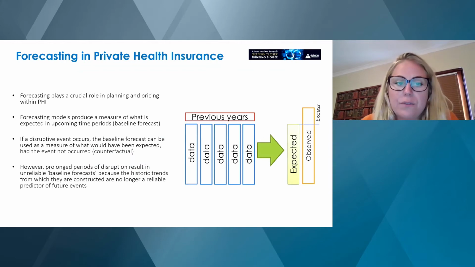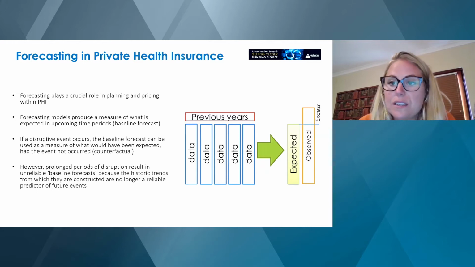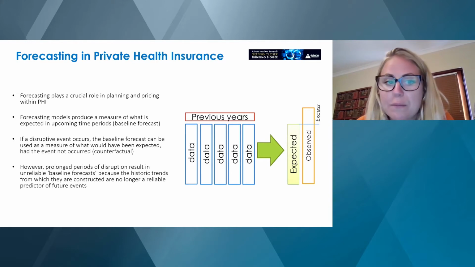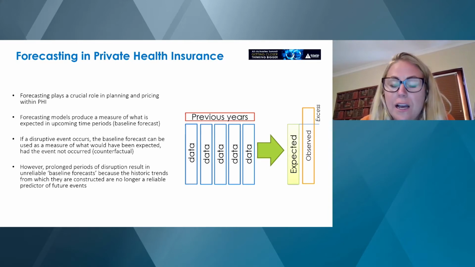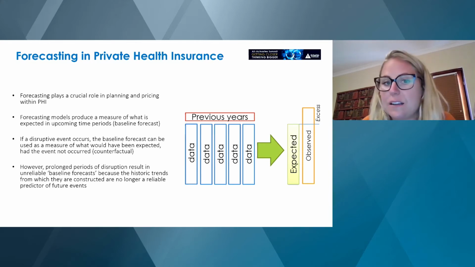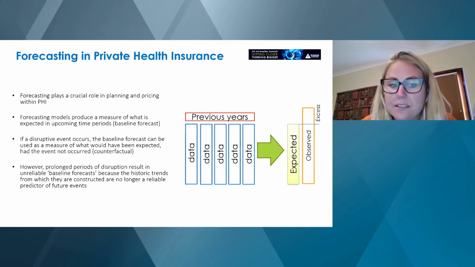So to start off with, talking to you about something you already know, which is about forecasting in the private health insurance sector. Forecasting plays a crucial role, as you know, in planning and pricing within PHI. And when you're producing forecasting models, they produce a measure of what is expected in upcoming time periods, and that can be termed the baseline forecast. Now, this is based on historic data, trends within historic data to produce that baseline forecast.